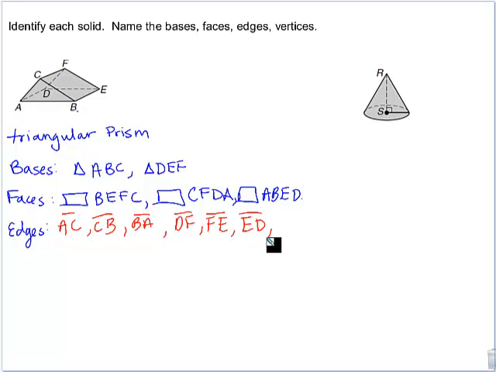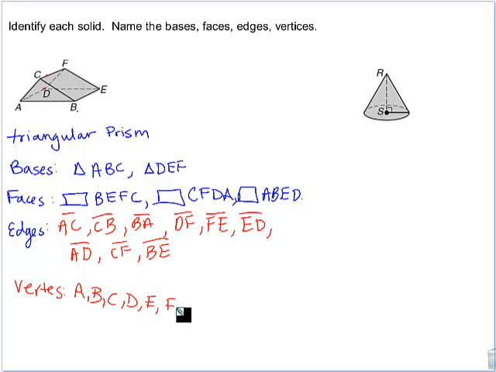Now we have to do the connecting lines between our prism. So we would also have AD, CF, and BE. And last but not least, our vertices would be A, B, C, D, E, and F. So that's what we would do for our triangular prism.